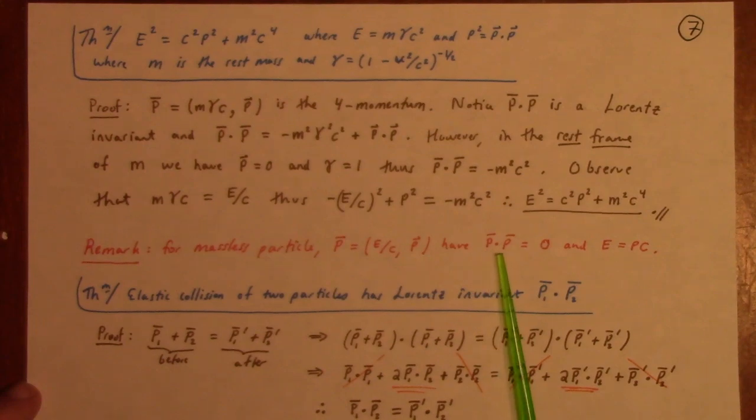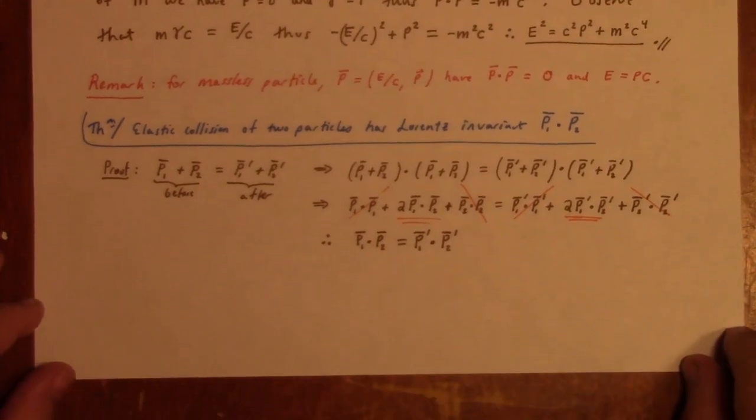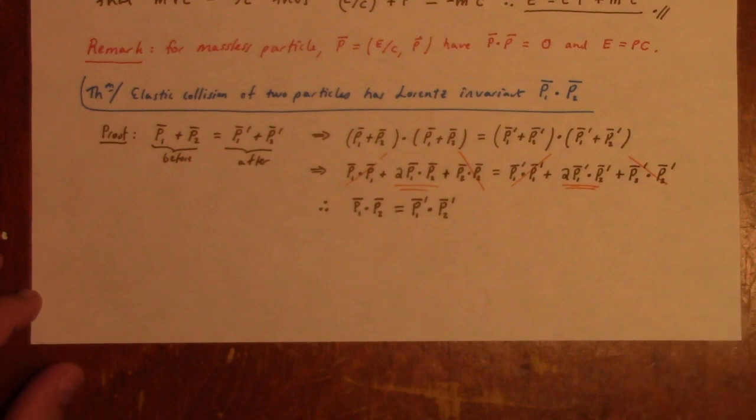Anyway, for massless particles, the four-momentum is (E over c, p), and we have that p dot p is 0 because it's light-like. So it's massless, it's light-like. Its four-momentum square is 0, and in fact E is equal to pc for a massless particle. Again, I don't have too much to say about that in this lecture.